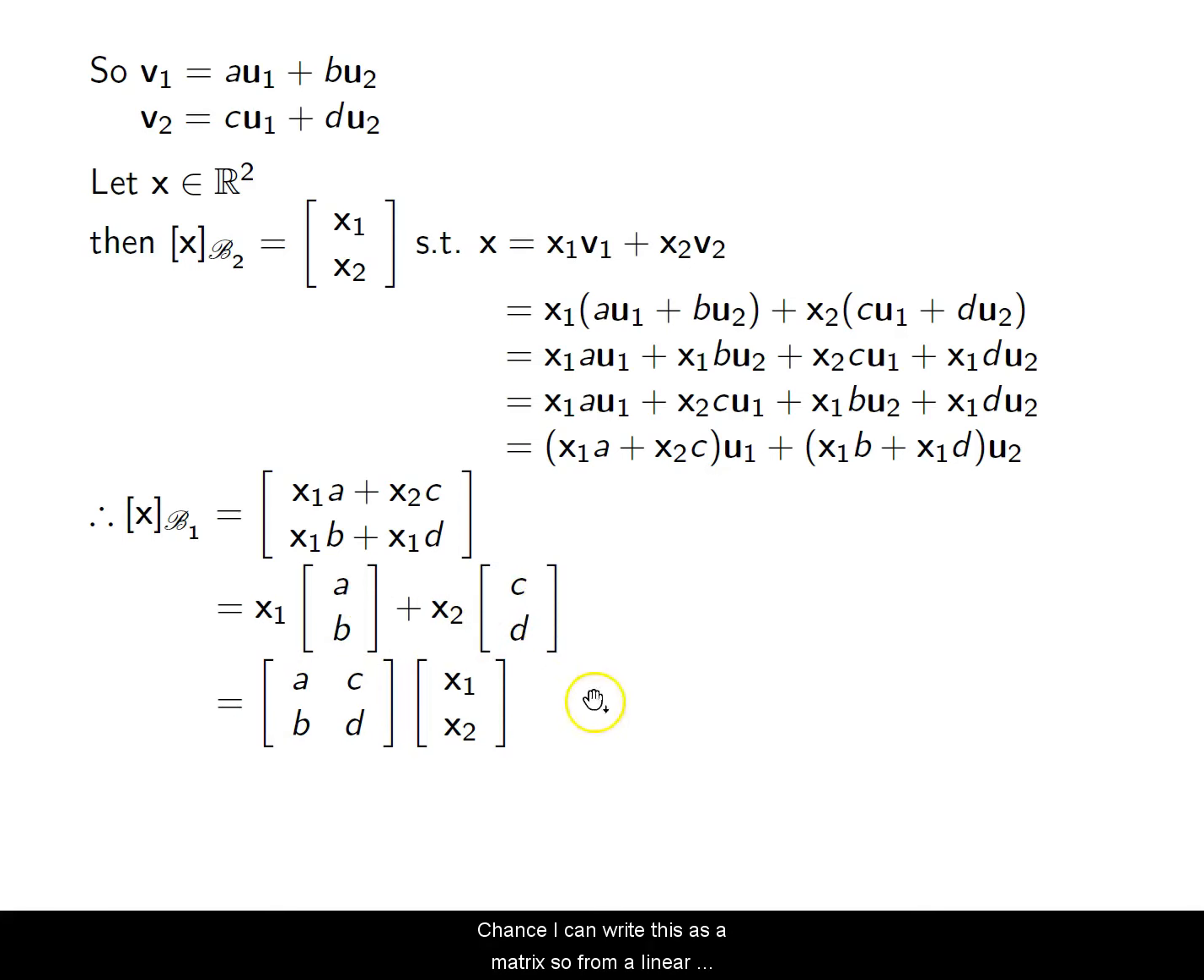So from a linear combination into a matrix equation, A times x equals some vector b, right? And we know x1, x2 is the representation of x under basis 2, right? That was that form. So now I have some matrix times my representation in B2 that gets me out my representation of x in B1.